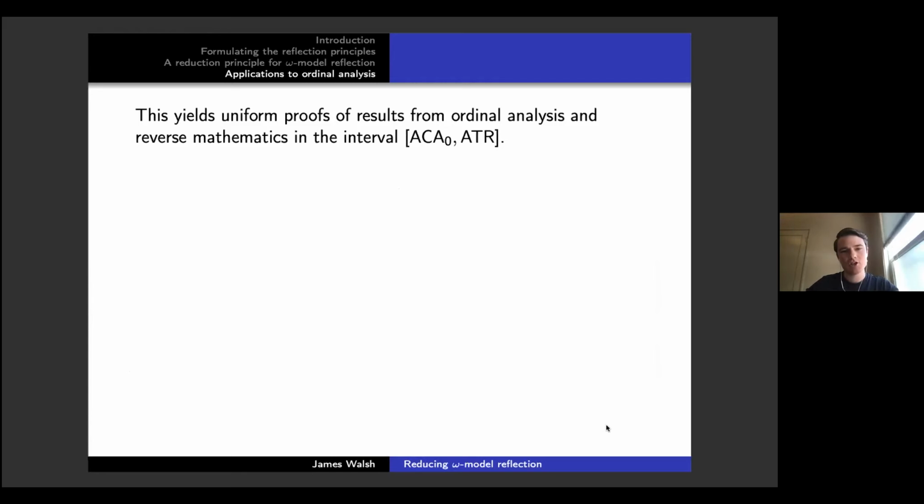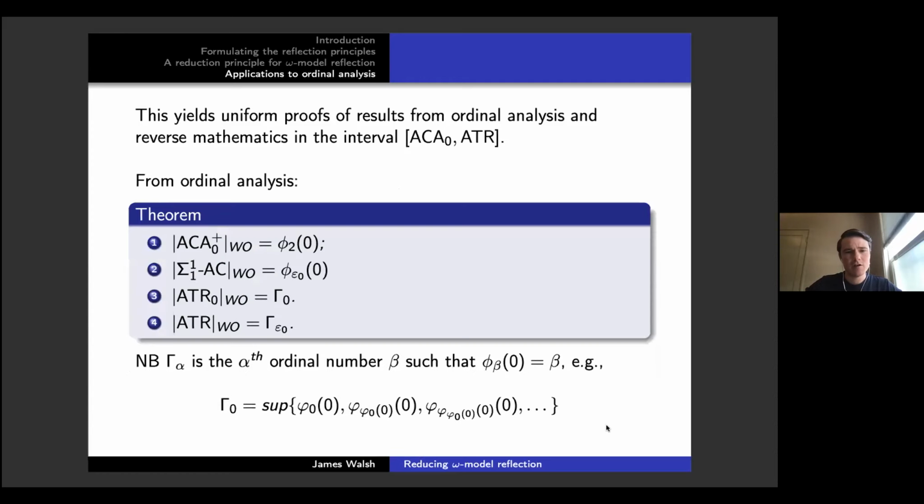So this connection yields uniform proofs of a bunch of results from ordinal analysis and some from reverse math in this interval of theories from ACA 0 to ATR. So I have here some results from ordinal analysis. So we get new proofs of these results. The proof theoretic ordinal of ACA 0 plus is phi sub 2 of 0. Proof theoretic ordinal of sigma 1 1 choice with full induction is phi sub epsilon 0 of 0. Proof theoretic ordinal of ATR 0 is gamma sub 0. Proof theoretic ordinal of ATR, so arithmetical transfinite recursion with full induction, is gamma sub epsilon 0.